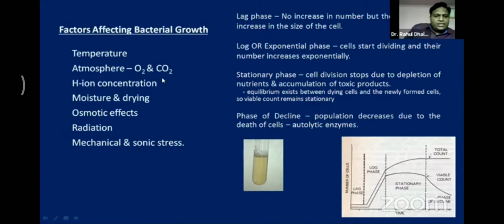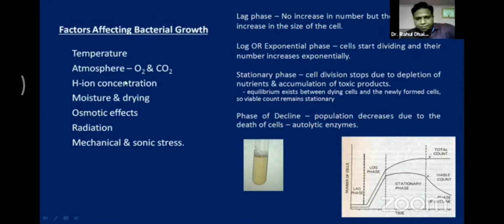Then moisture and dryness. Bacteria require moisture for growth. They take in nutrition and respire through the porous nature of the cell wall. But desiccation or drying can kill the bacteria. Next one, osmotic pressure, which relates to the percentage of NaCl or isotonic solutions. Then radiation can kill the bacteria, and mechanical and sonic vibration can kill the bacteria.